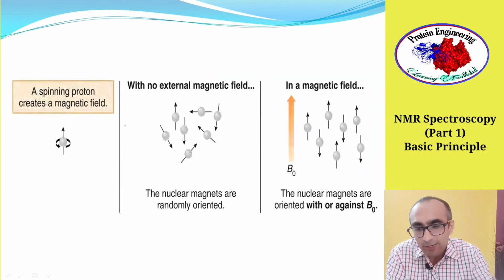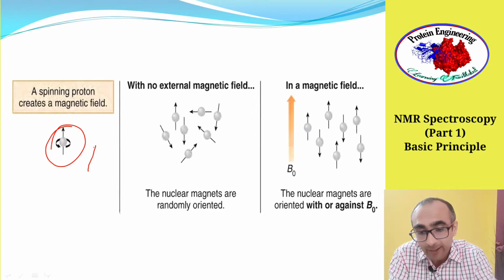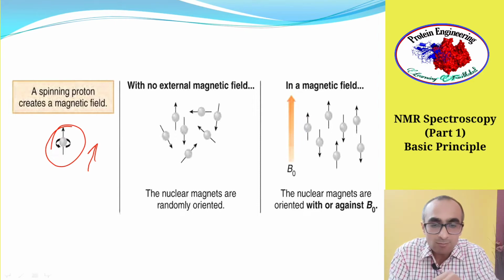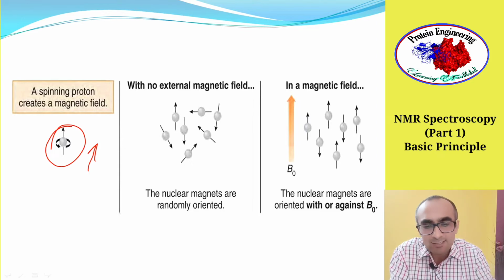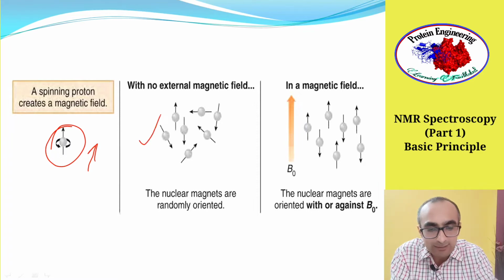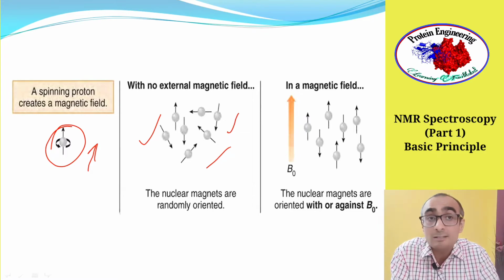So when you have a spinning nucleus, that creates a magnetic field. It has a magnetic moment, and we know that magnetic moment is a vector quantity, so it is represented with the help of an arrow like this. And when you have a compound having multiple nuclei, multiple atoms, and you don't have any external magnetic field applied, the magnetic moments of all these nuclei are randomly oriented. They are going in different directions. So the nuclear magnets are randomly oriented in the absence of any external magnetic field.